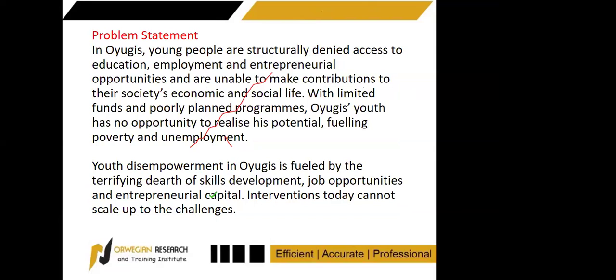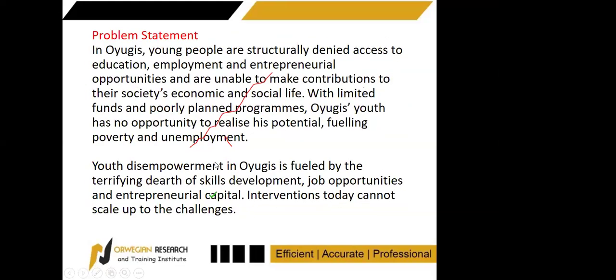In Oyugis, young people are structurally denied access to education, employment, and entrepreneurial opportunities and are unable to make contribution to their society, economic, and social life. With the limited funds and poorly planned programs, Oyugis youth has no opportunity to realize his or her potential, fueling poverty and unemployment. Youth disempowerment in Oyugis is fueled by... excuse me, Peter.